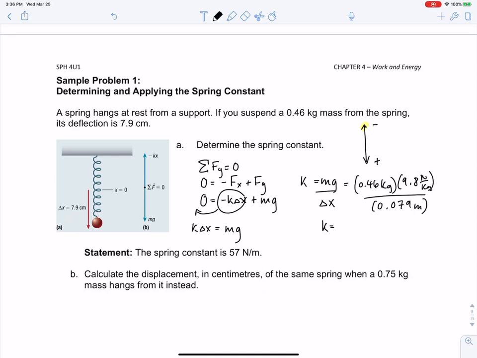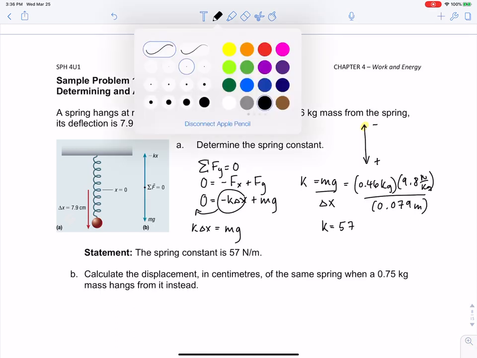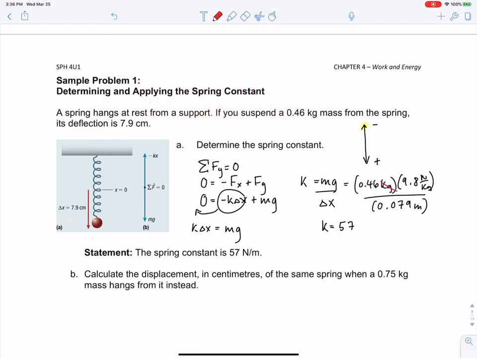If you punch this into your calculator, you will get a spring constant of 57, and you will see that the units will become newtons per meter. Kind of makes sense. It's the amount of force required to stretch a spring by a given amount of displacement.